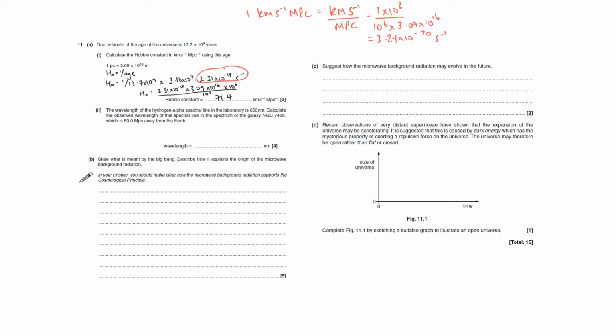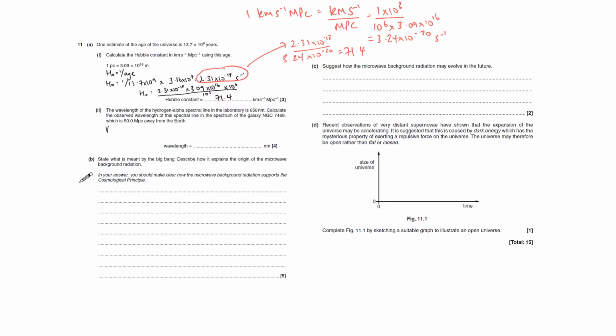Now earlier we calculated Hubble's constant in per seconds. So what we now need to do is work out how many kilometres per megaparsec have happened. So if we do the large number times 10 to the minus 18 divided by the small number times 10 to the minus 20, we then get 71.4, which is the correct answer.